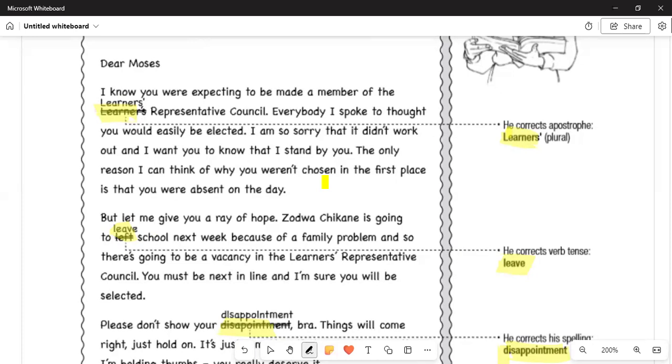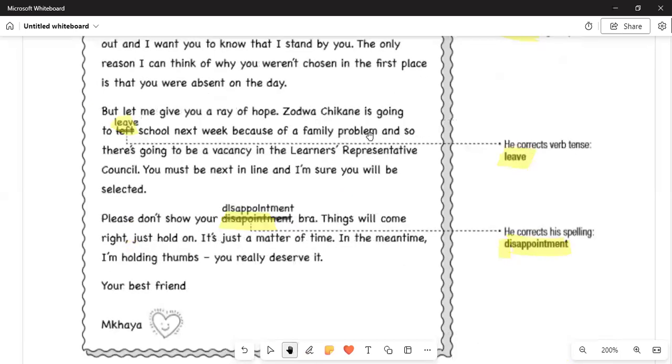And then let us go now to the second paragraph. Zodwa Chikane is going to leave school next week because of a family problem. And so there's going to be a vacancy in the Learners Representative Council. You must be next in line, and I'm sure you will be selected. And then you see that there's an error that has been corrected, left, and then there's leave.